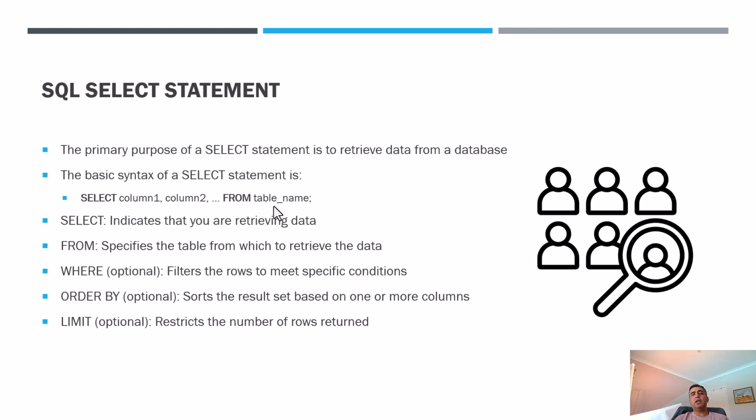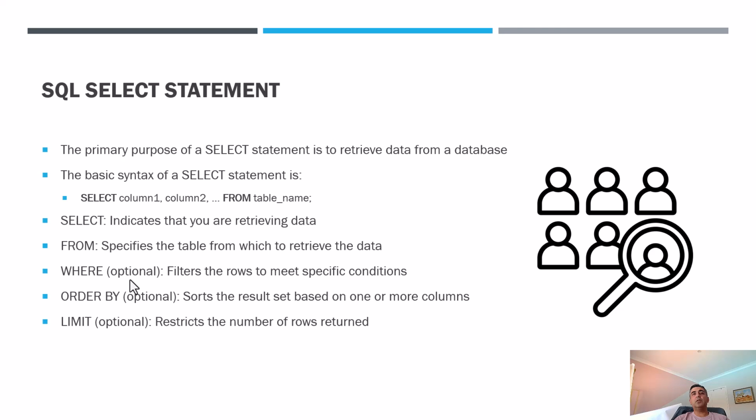This will become clear as we go through some of the examples in the DVD rentals database. In case you don't have the DVD rentals database, look at the previous videos in the series to see how to set up the DVD rental database and how to set up pgAdmin. Now, SELECT indicates that you're retrieving data. FROM specifies the table name, and of course you specify the column names too.